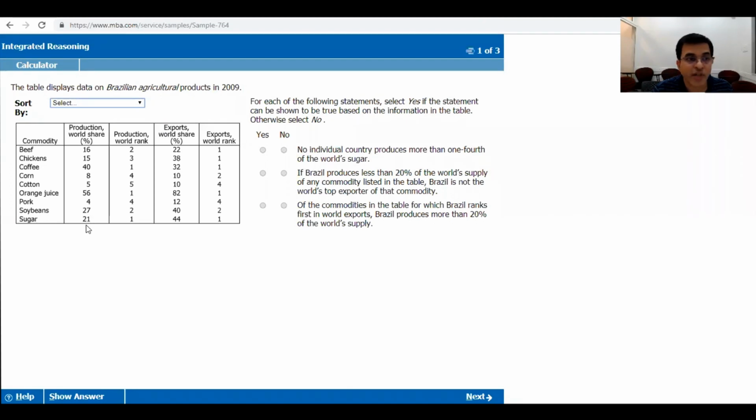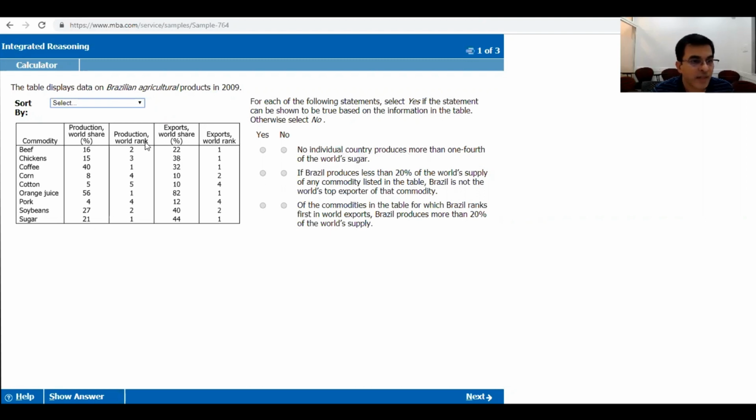The percentage share for Brazil, this is data for Brazil, is 21%. The question is no country in the world. We have data only for Brazil, which is 21%. There can be another country at 22%, or there may not be another country at 22% or 25% or 30%.